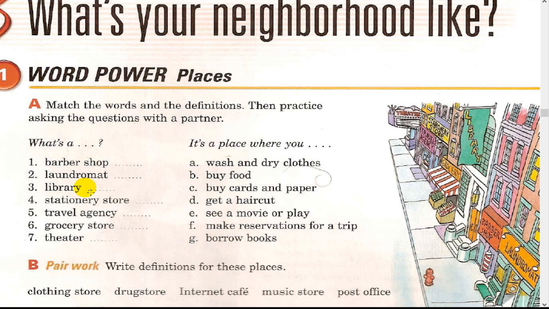Three, library. It's a place where you borrow books. Four, stationery store. It's a place where you buy cards and paper. Five, what's a travel agency? It's a place where you make reservations for a trip. Six, what's a grocery store? It's a place where you buy food. Seven, what's a theater? It's a place where you see a movie or play.